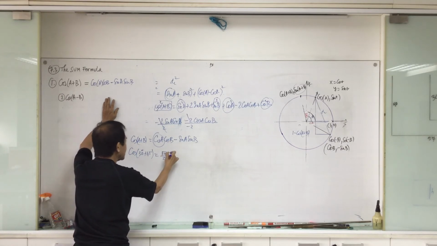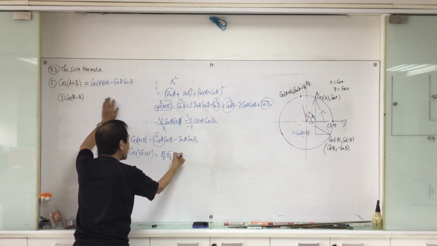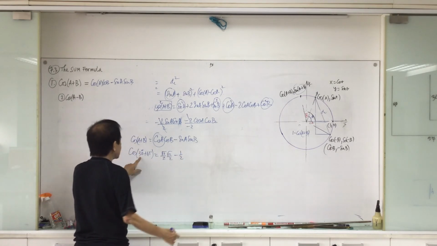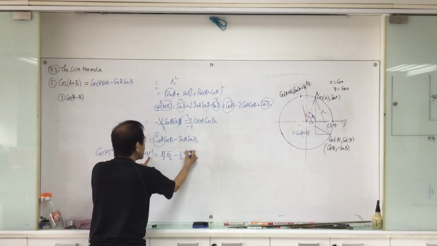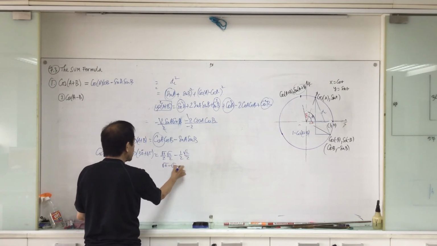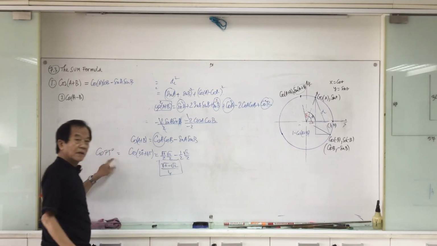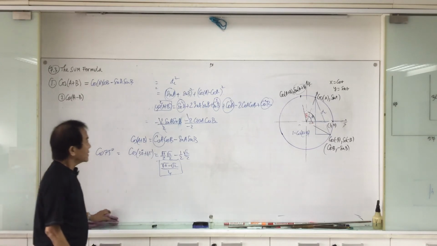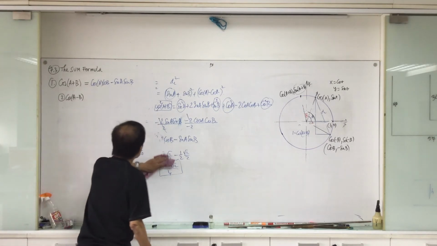Cosine of 45 degrees is root 2 over 2, minus sine of 30 degrees, which equals 1/2, and sine of 45 degrees equals root 2 over 2. So you have root 6 minus root 2 over 4. So this is the exact answer for cosine of 75 degrees. Okay, so now half the work is over.